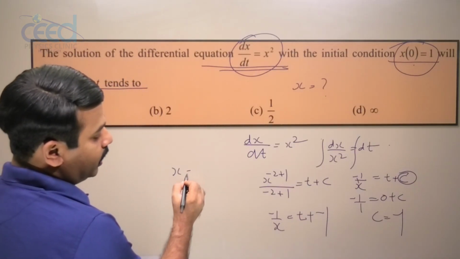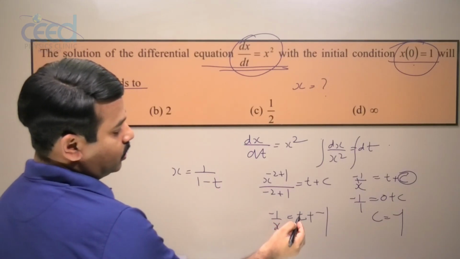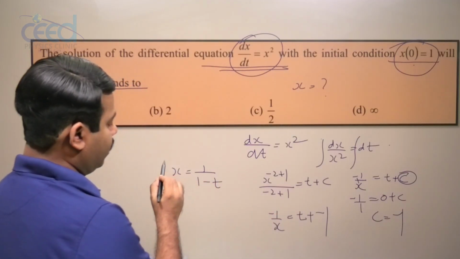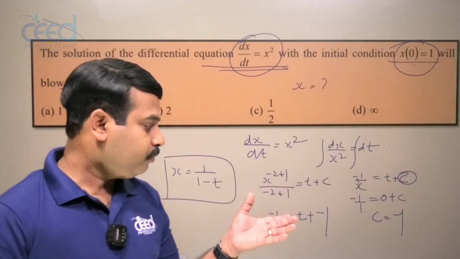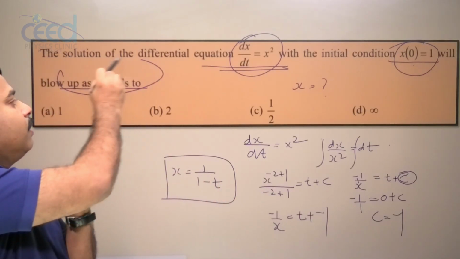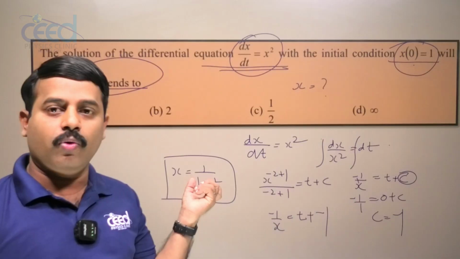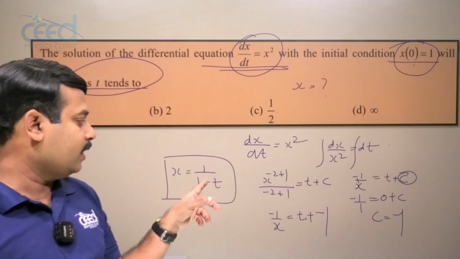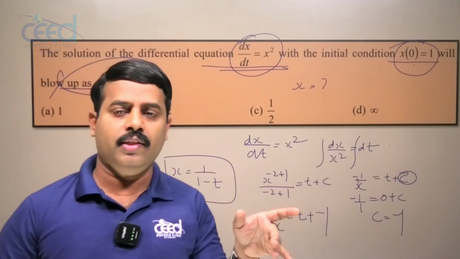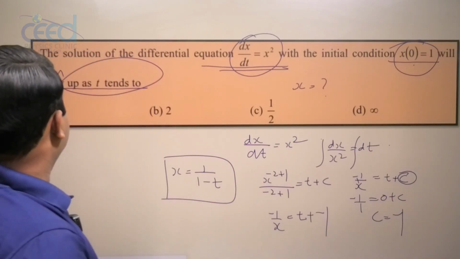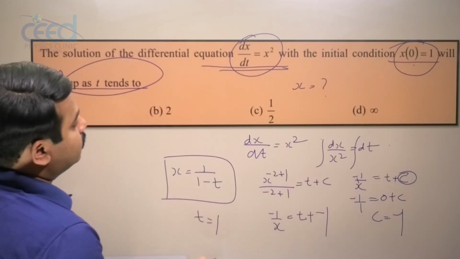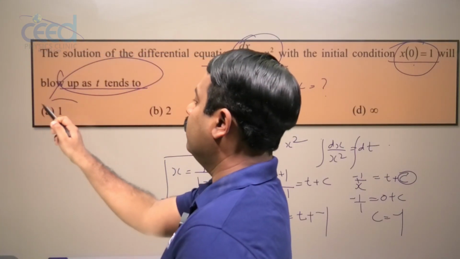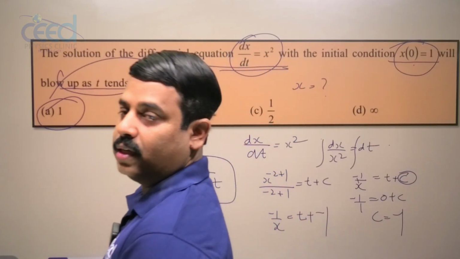Then x is equal to 1 by 1 minus t. This is t minus 1; we take a negative outside and both negatives cancel, so x is equal to 1 by 1 minus t, right? Now this x value blows up. Blows up means the denominator becomes 0, that means when t is equal to 1, this x value is not defined. That means it blows up, right? So at t is equal to 1, this will be not defined or blows up. So which is the answer? Option A is correct, right?